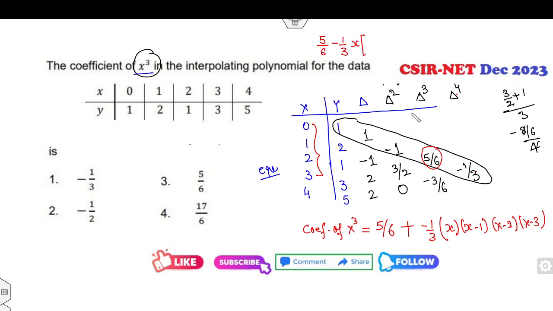So if you open this polynomial, its roots are 1, 2, 3. So x cube minus 6x square plus 11x minus 6. What is the coefficient of the x cube? 5 over 6, this pair, x into x cube plus 2. So the right answer is 17 over 6, that is my correct answer.